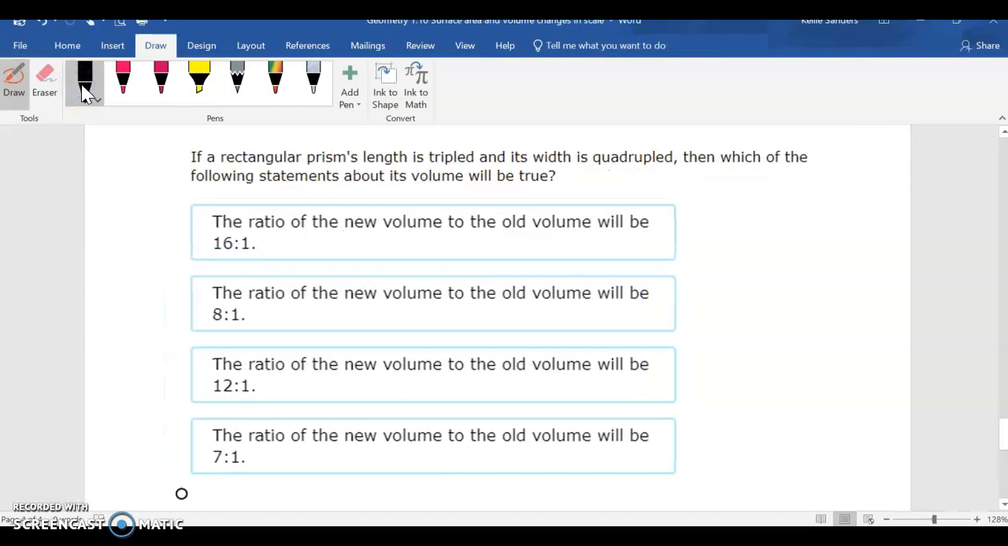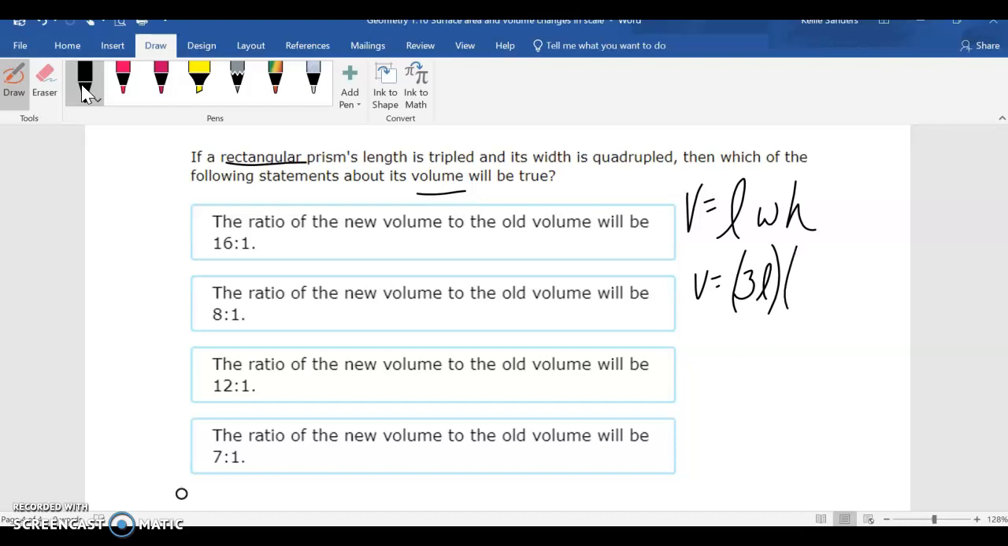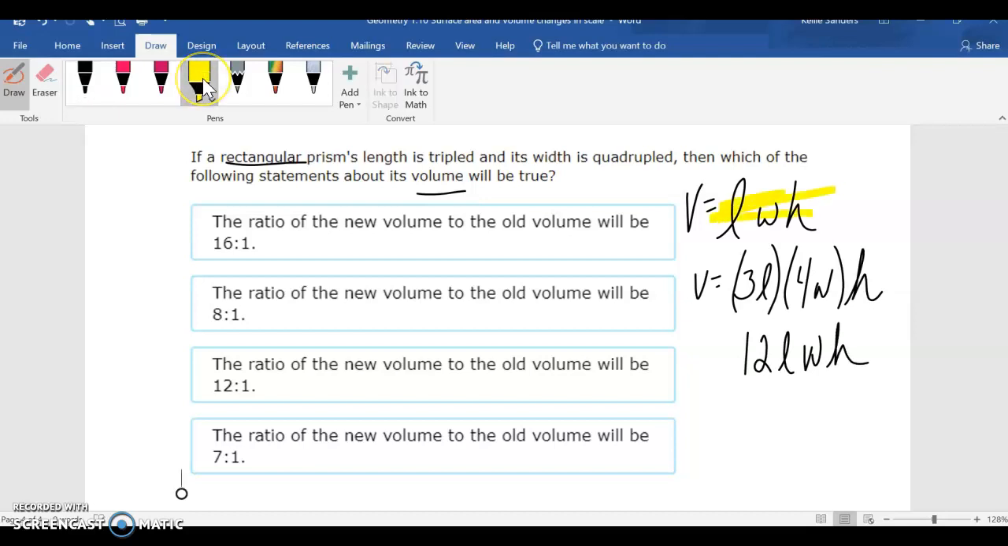A rectangular prism, length is tripled and the width is quadrupled. Then which of the following is true about the volume? A volume of a rectangular prism is length times width times height. What are we going to do? The length is tripled and the width is quadrupled. What does that mean? It means it's been multiplied by 4. So we get 12 LWH. Here's the old, here's the new. The new is 12 times bigger.